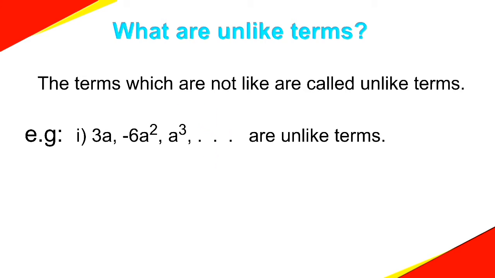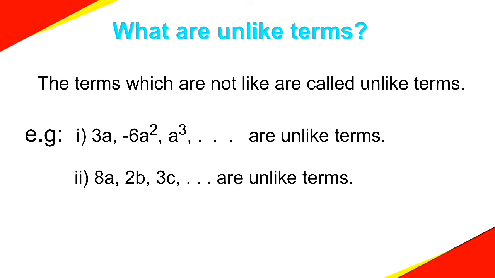Now we are going to take one more example. That is 8a, 2b, 3c. 8a is a term, 2b is also a term, 3c is also a term. Now in these three we can't find any common factor because there are three different variables. So we can say that 8a, 2b, 3c are unlike terms.